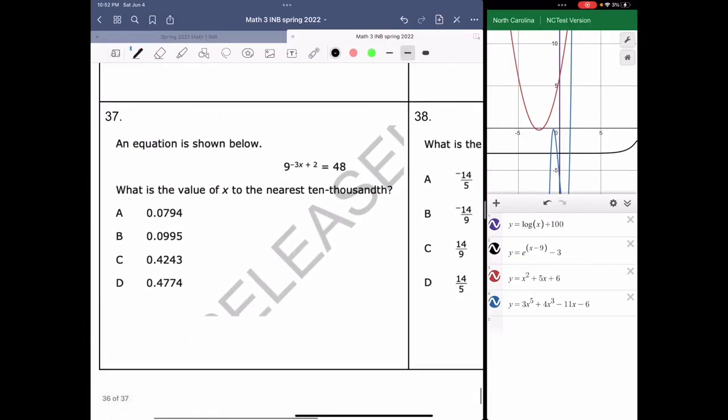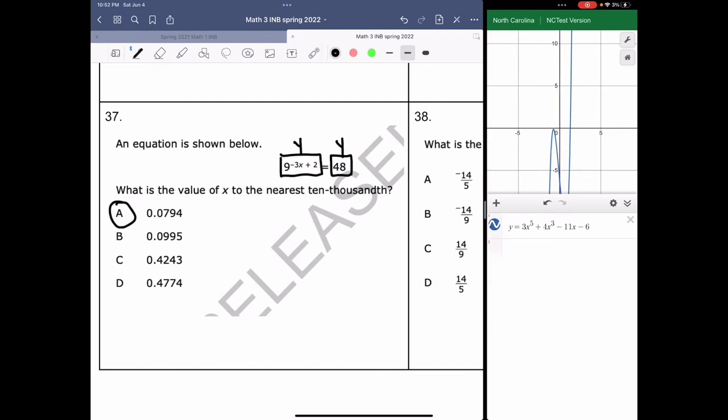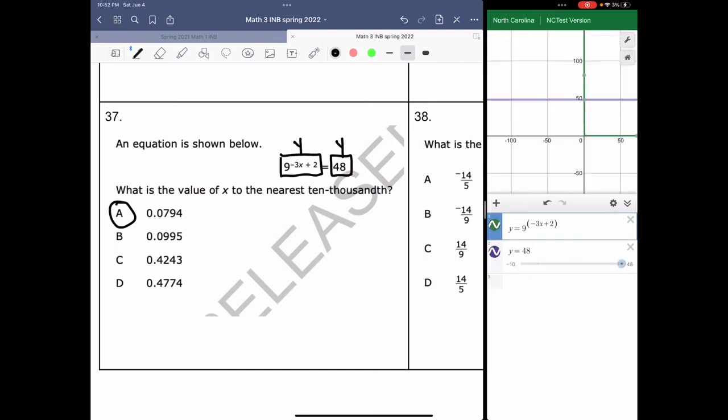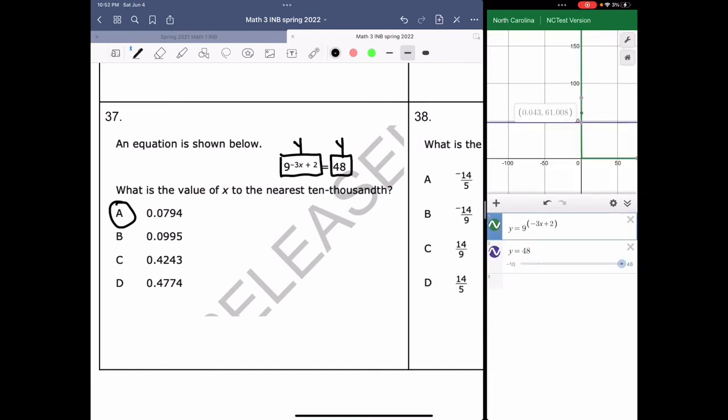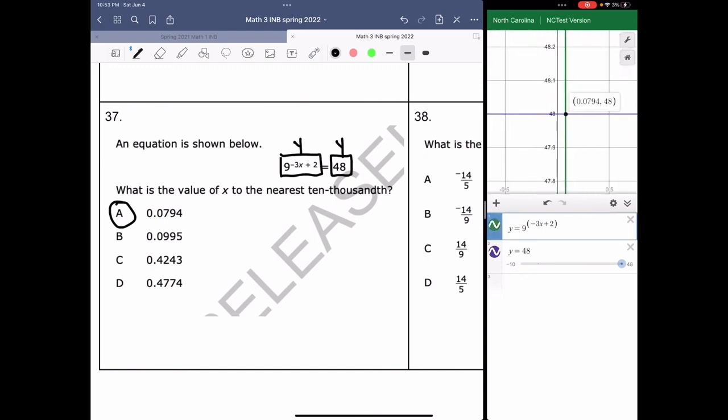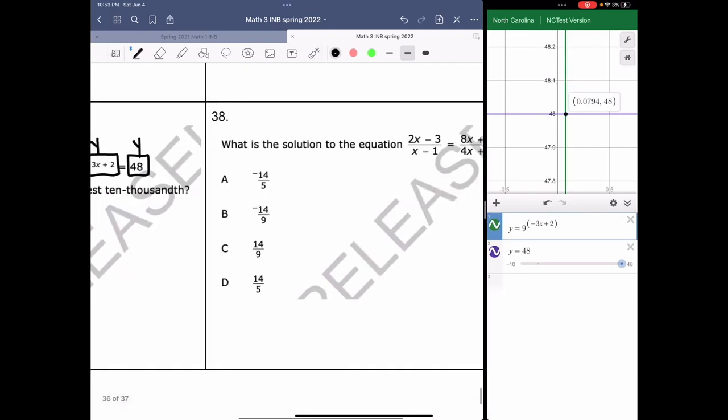All right, so for number 37, you should have already done this one. Remember, we have an equation, so we're going to set them equal to y, and you should have got your answer is A. So if we look at those, I have y equals 9 raised to negative 3x plus 2, and then y equals 48. So in this situation, we're definitely going to have to get up to 48 and then zoom in. You can zoom in however you feel like you need to do it, but click it, and it's always the x value.